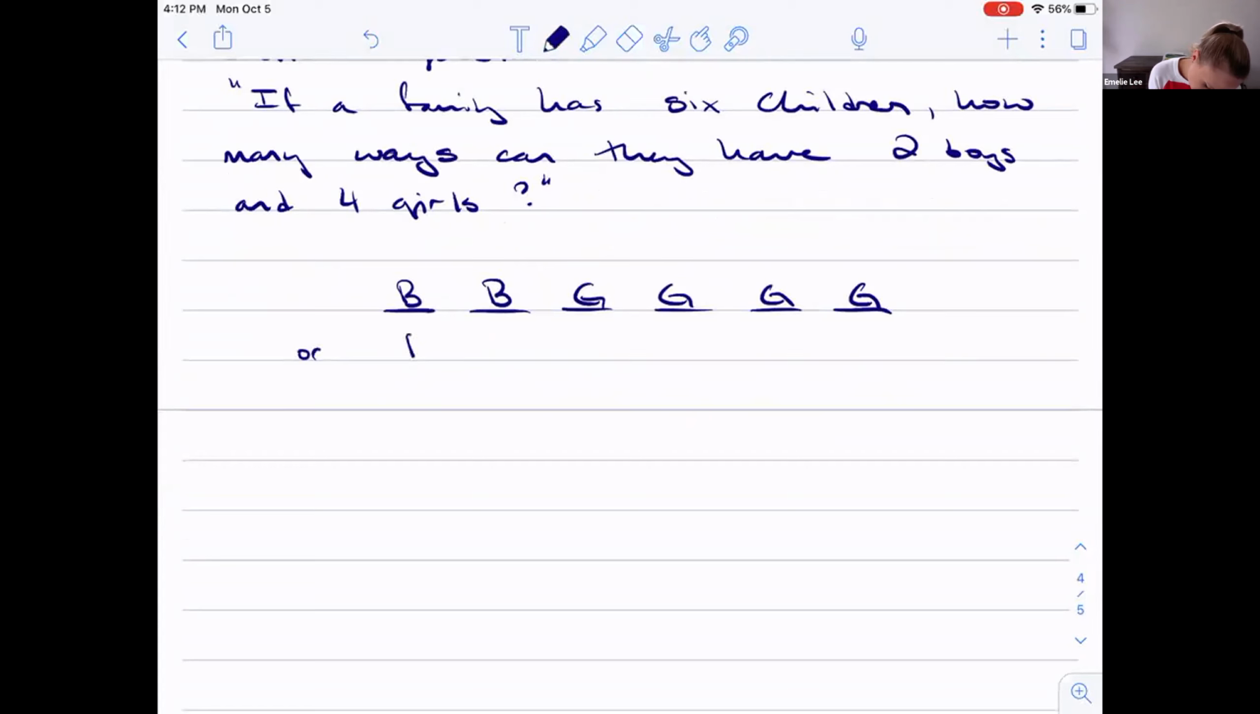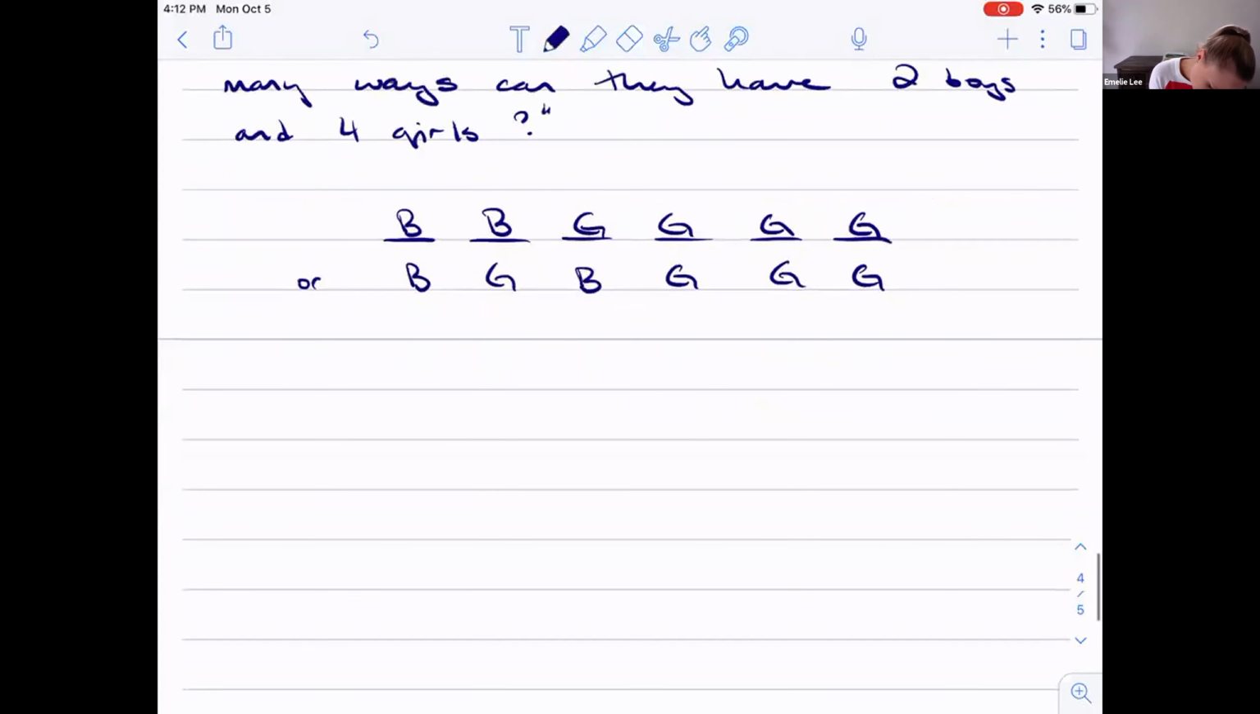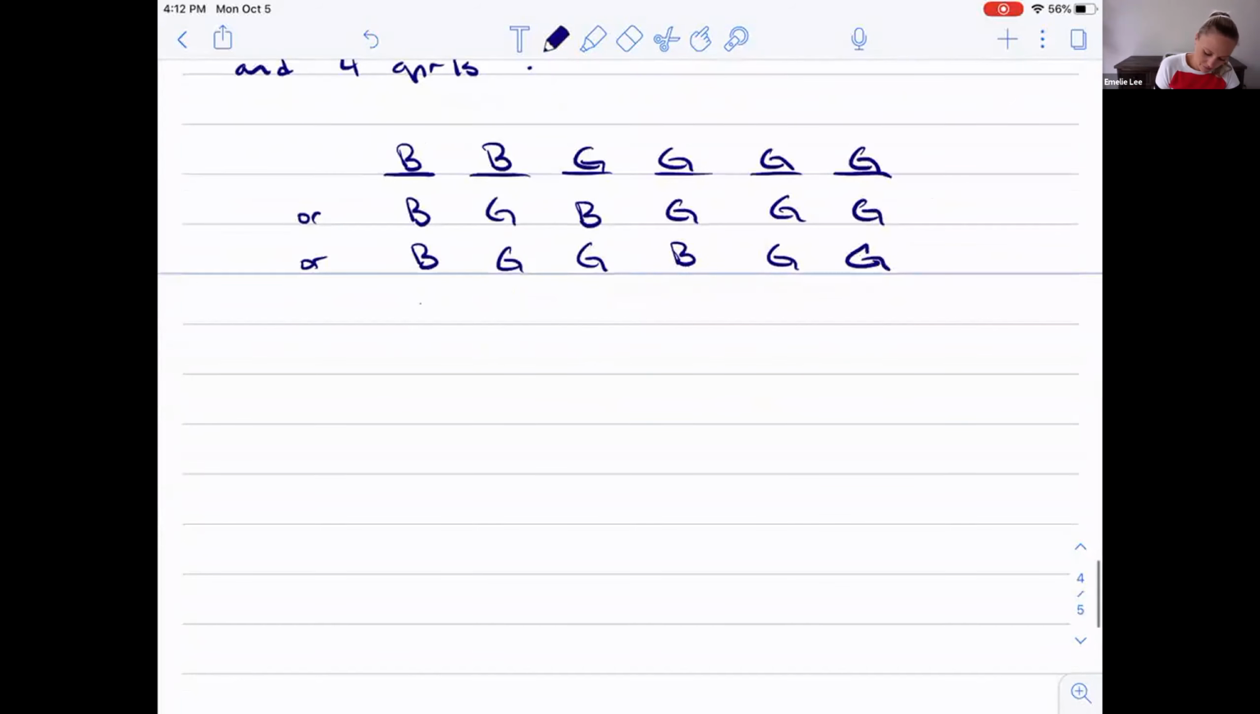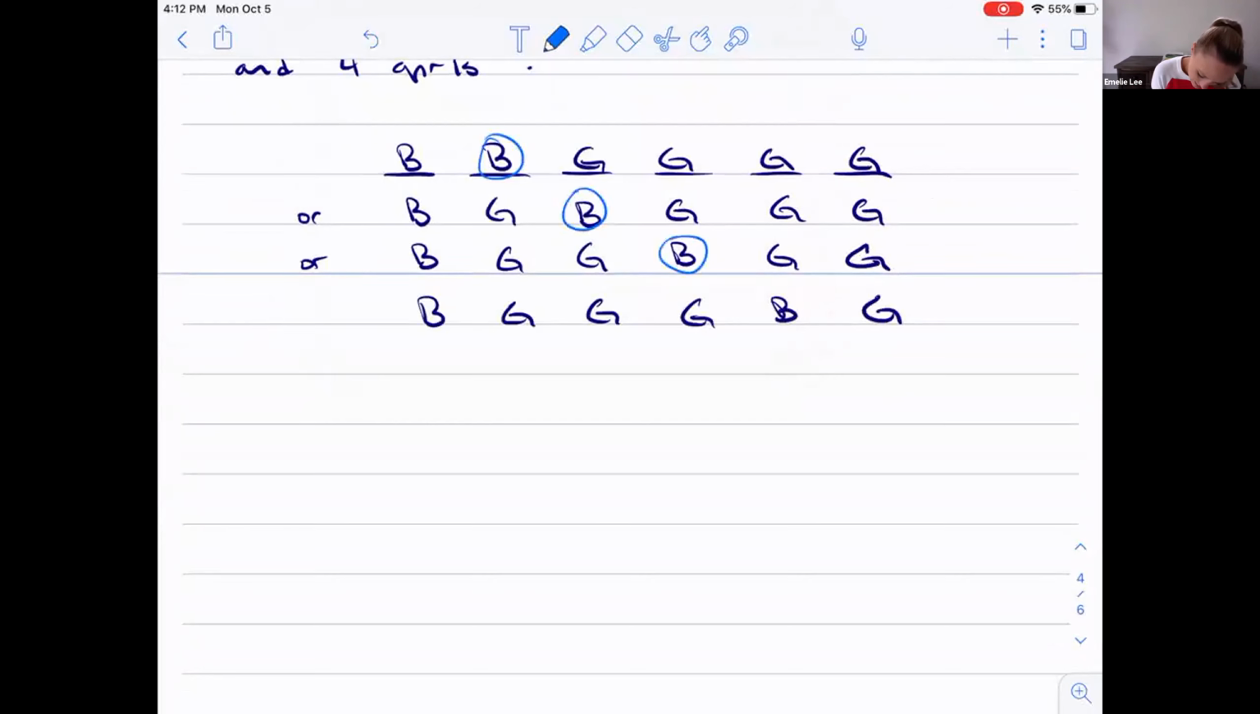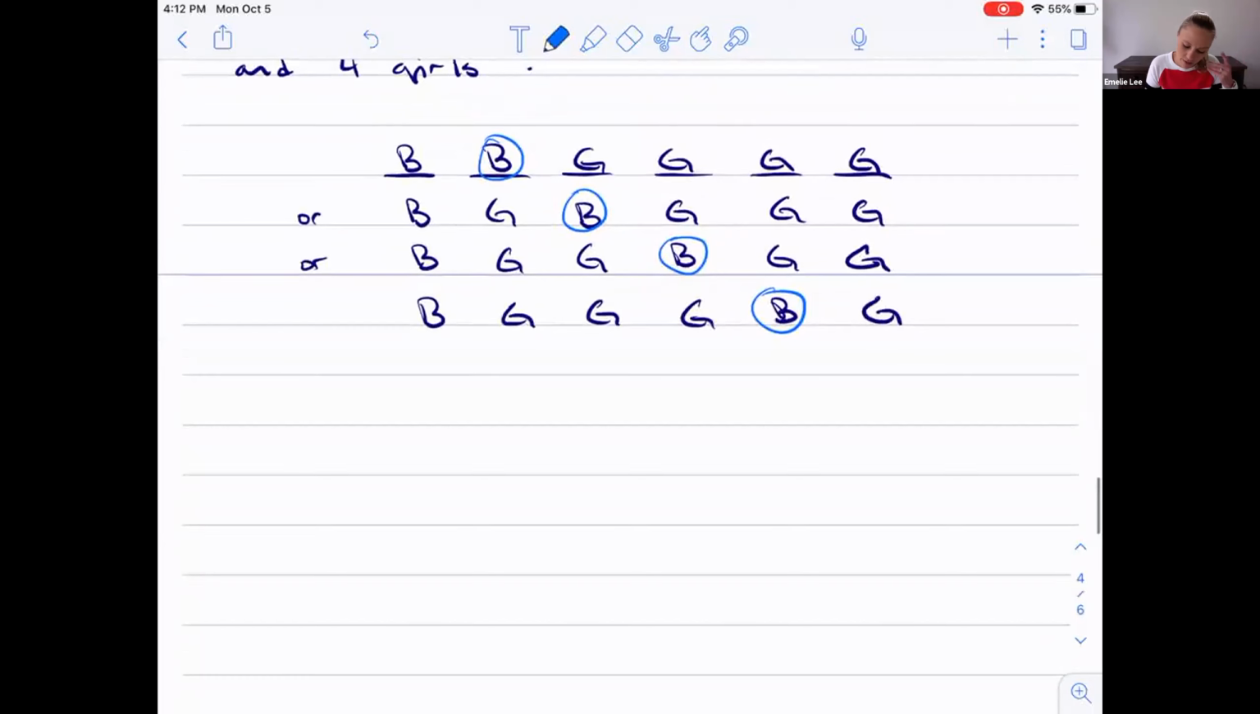Or we could have a boy, girl, girl, girl, or we could have a boy, girl, girl, boy, girl, girl, boy, girl, girl, girl, boy, girl. Notice that I'm just moving this B along, and I'm trying to capture all the different combinations. Or this, etc. I'm not going to do all of them because there's a lot.